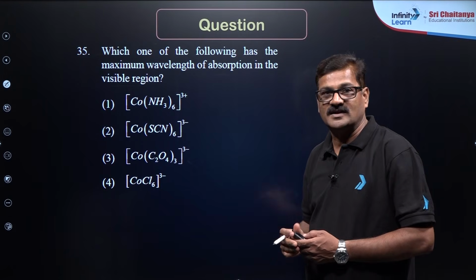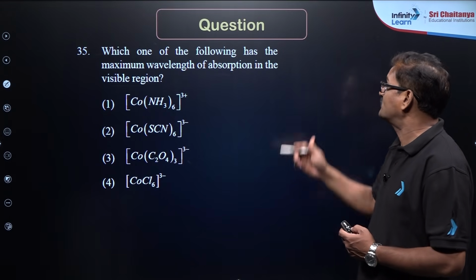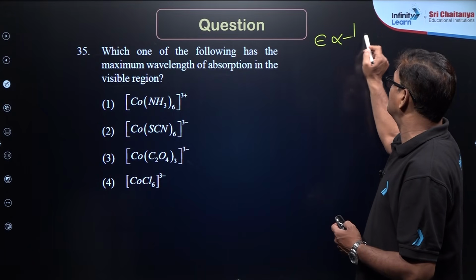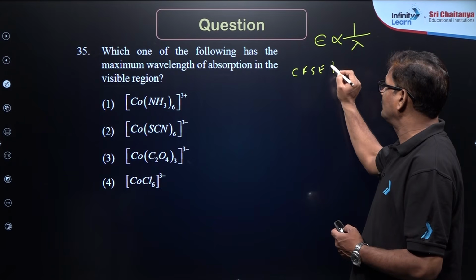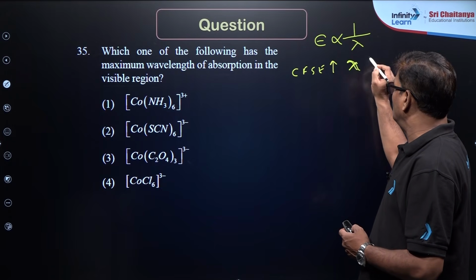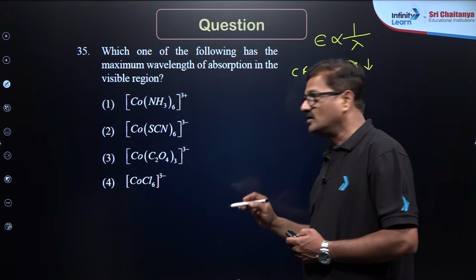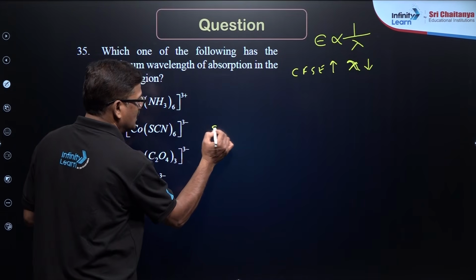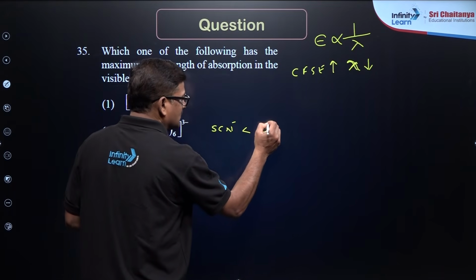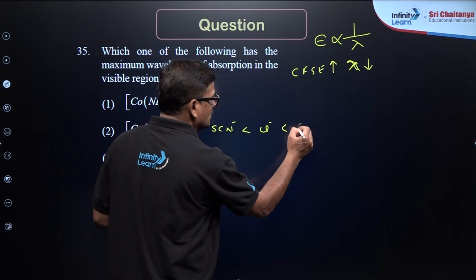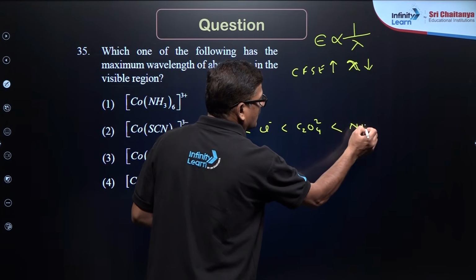Students, this question is related to coordination compounds. Which one of the following has the maximum wavelength of absorption? Energy is inversely proportional to the wavelength. So, the higher the crystal field splitting energy, the lower the wavelength. According to NCERT, the order is SCN minus less than Cl minus less than oxalate, C2O4 2 minus, less than the strong nitrogen donor NH3.